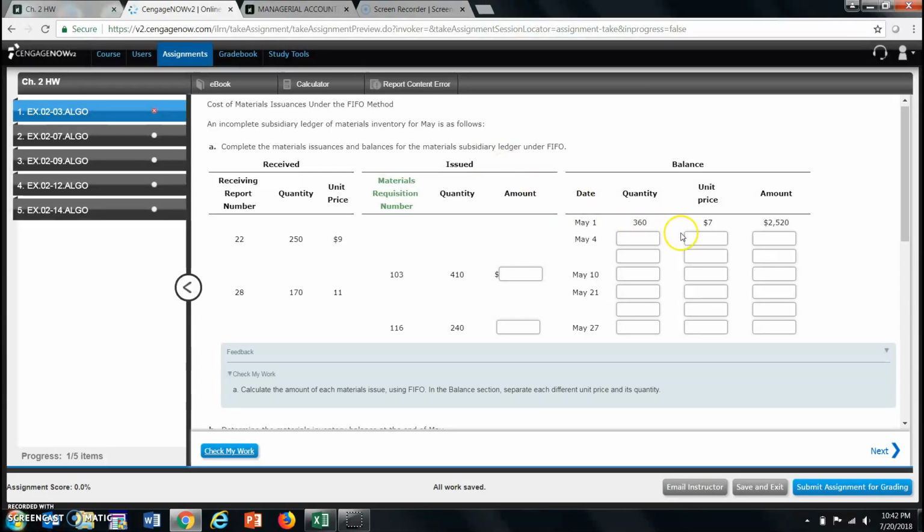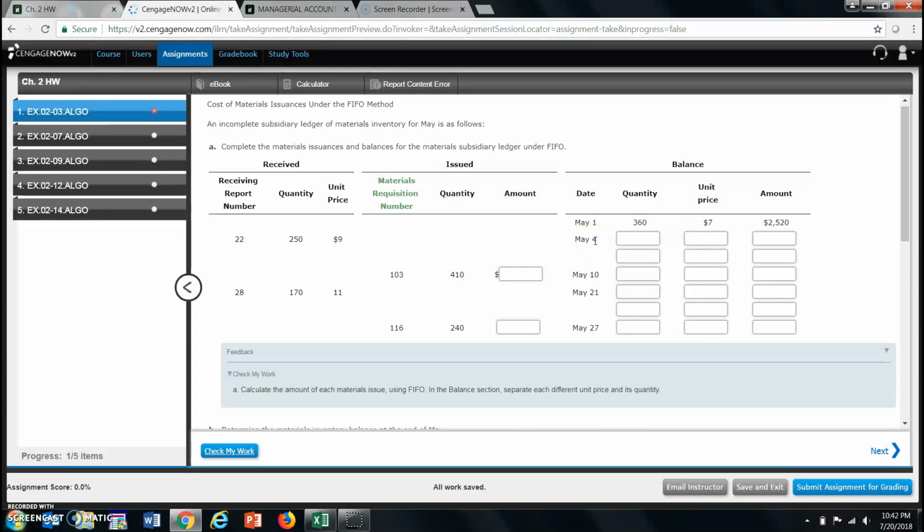So if we look at this problem, the biggest trick is to keep our layers intact. And layers are those buckets of inventory with different purchase prices. So it looks here like I have one bucket on May 1st. At some point, I have acquired 360 units of inventory, and I paid $7 each for them. Okay? So let's look at May 4th.